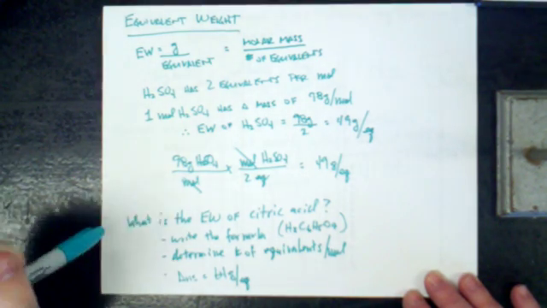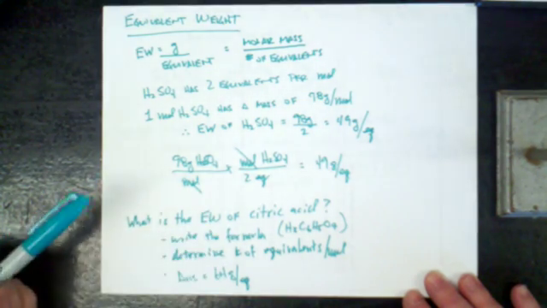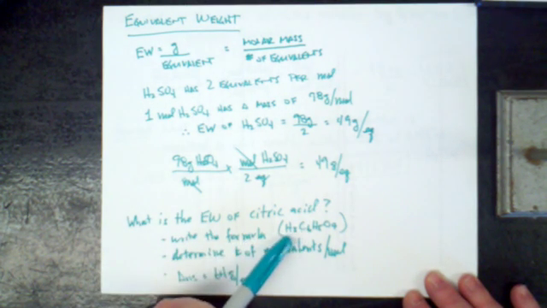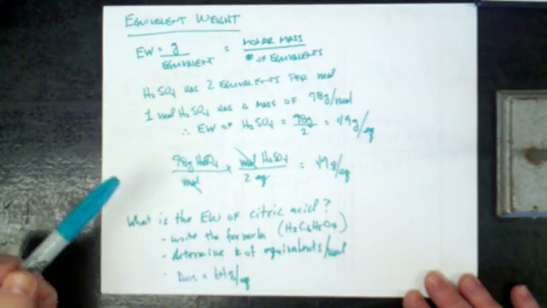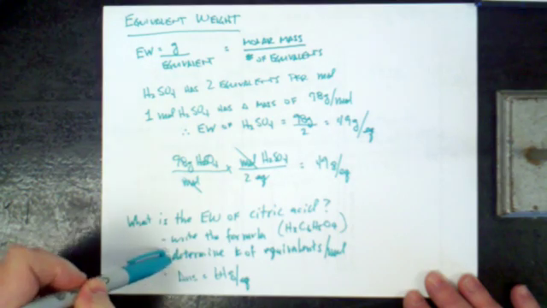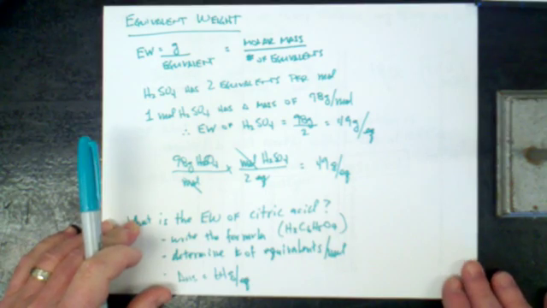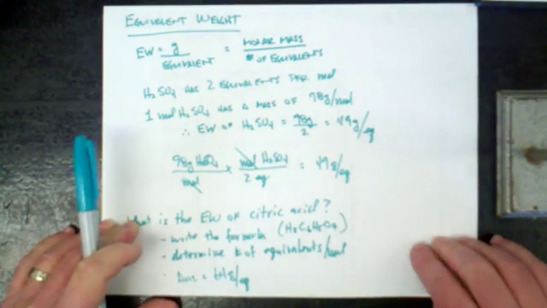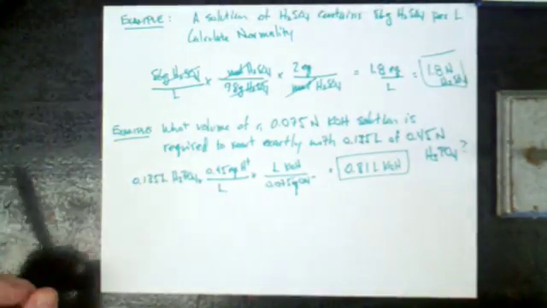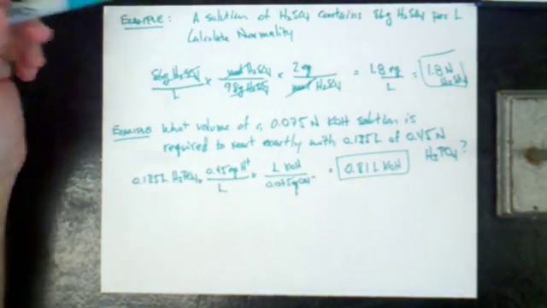Here's one to do on your own. See if you can figure this out. What is the equivalent weight of citric acid? First thing you've got to do is write the formula. I'm giving it to you here. Because there are 3 hydrogens up front, that means there are 3 equivalents per mole of citric acid. So we determine the equivalents per mole, and your answer should be 64 grams per equivalent. See if you can work that out. Might want to pause here. Good. Did you get that? I'm happy for you. Let's do an example.